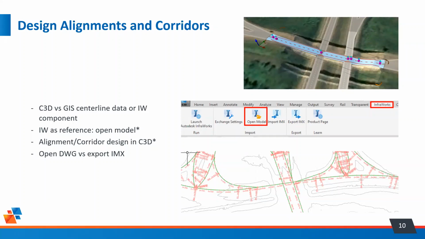So a couple of approaches: you can open the DWG directly to bring those objects into InfraWorks, or you can export and import IMX. They're both pretty similar. Open DWG is probably the more direct route, and export import IMX is probably more suited if you want to formalize the staging of the data, sort of the transfer process.